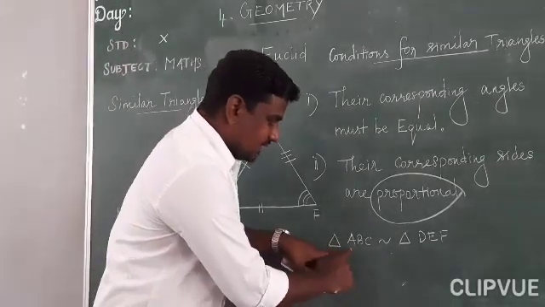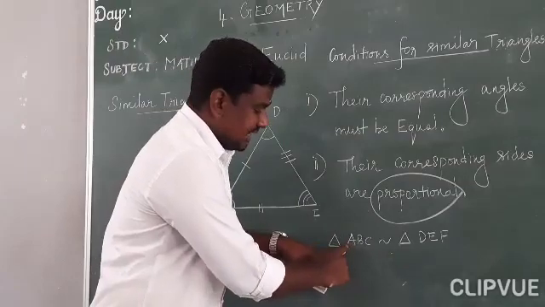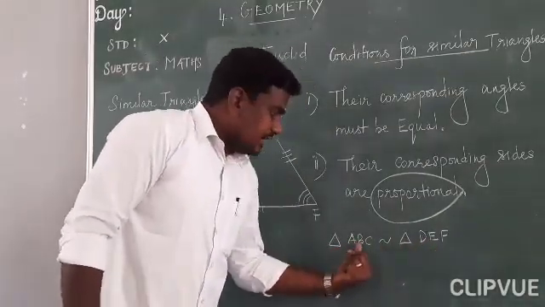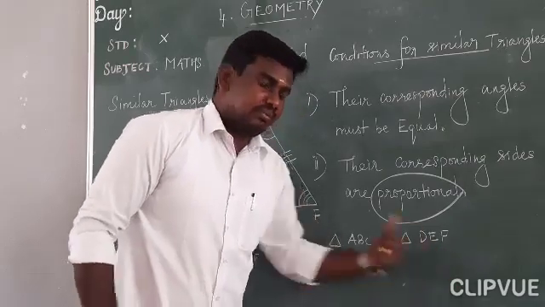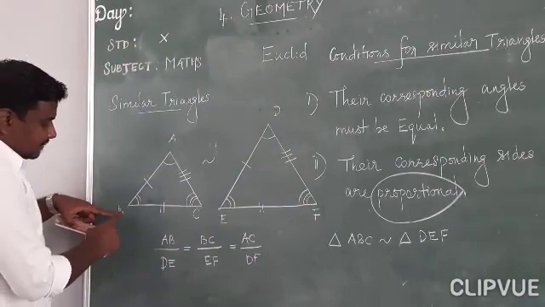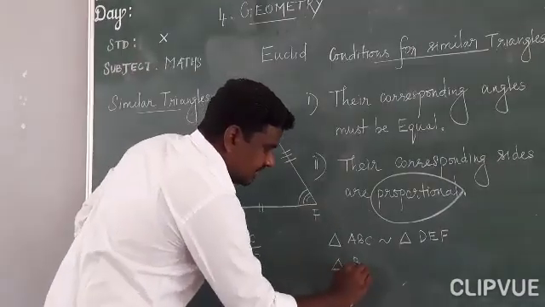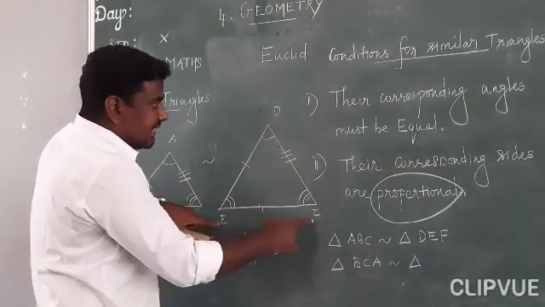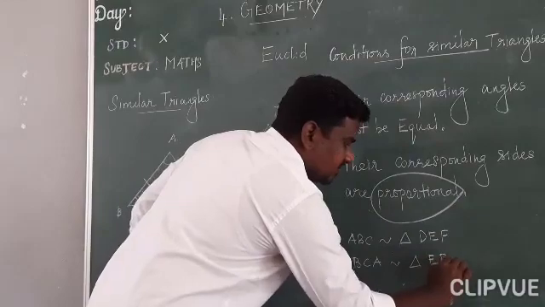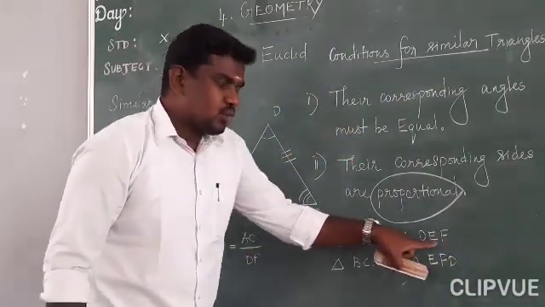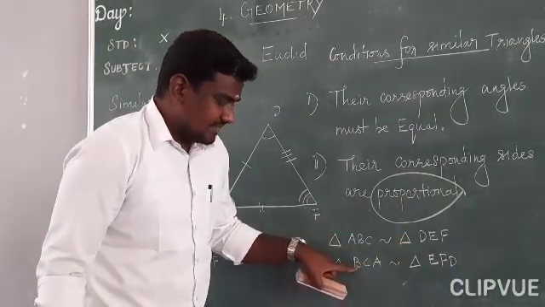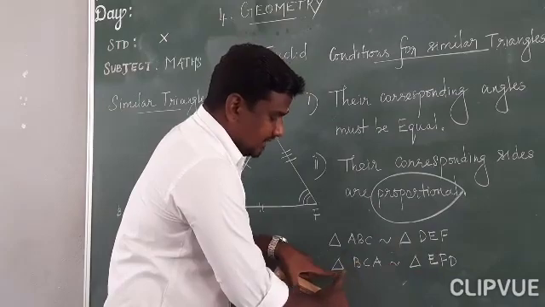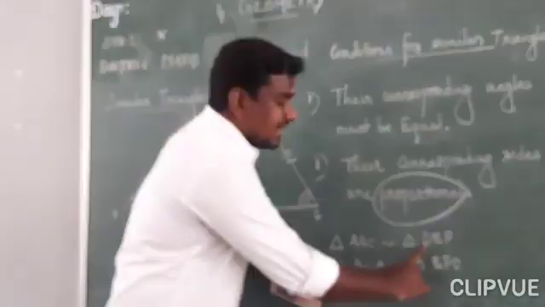Listen, here we represent the vertices by capital letters A, B, C and here D, E, F. I told you clearly that A corresponds to D, B corresponds to E, C corresponds to F. If I take triangle BCA similar to triangle, the second one should be written like EFD, because B corresponds to E. I have written the first vertex B here, so the first letter is E. So triangle BCA is similar to triangle EFD, not triangle DEF.